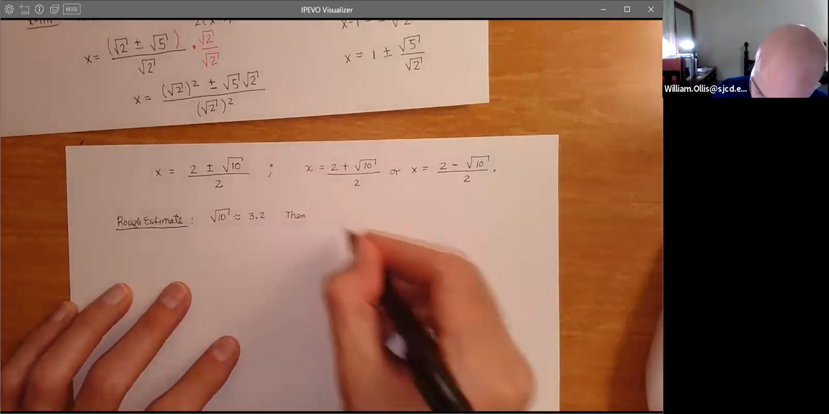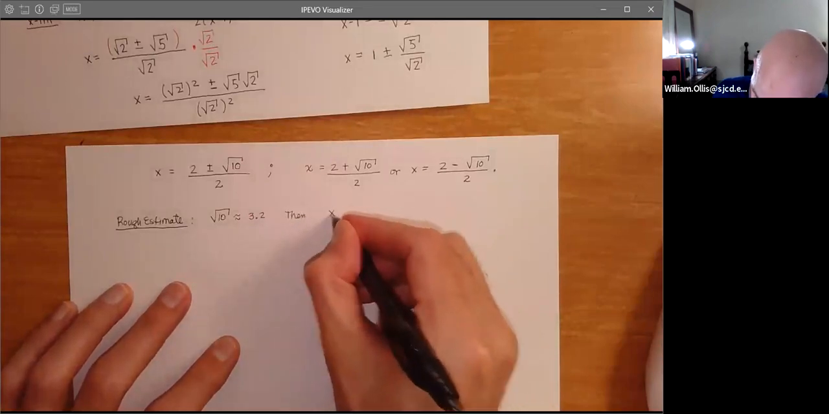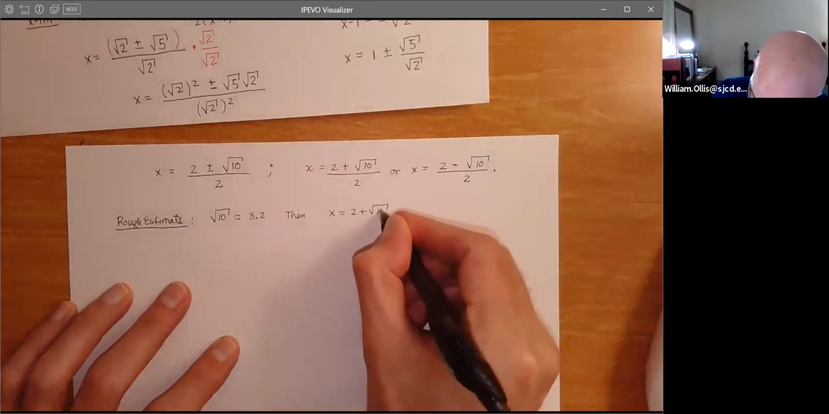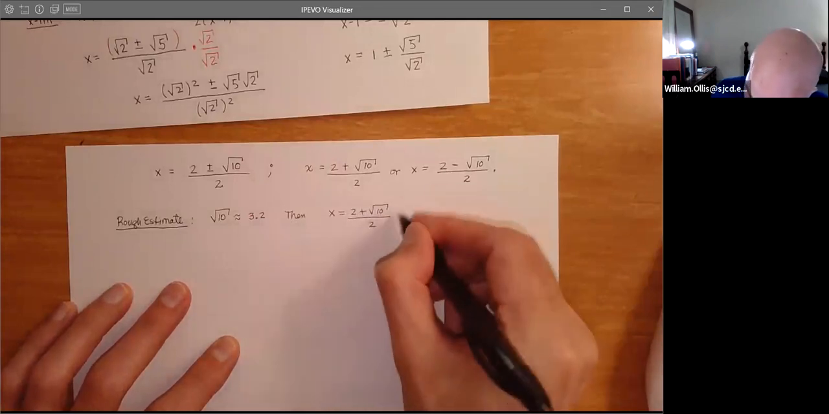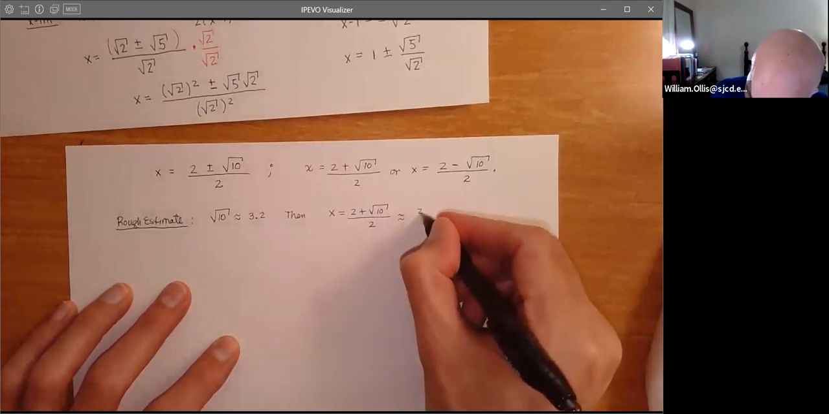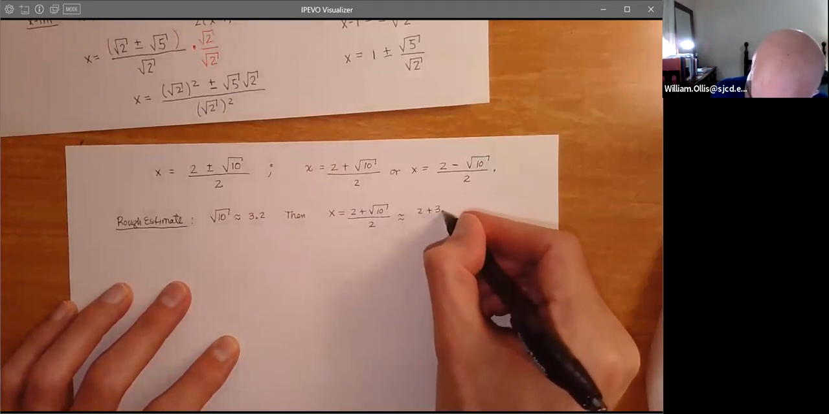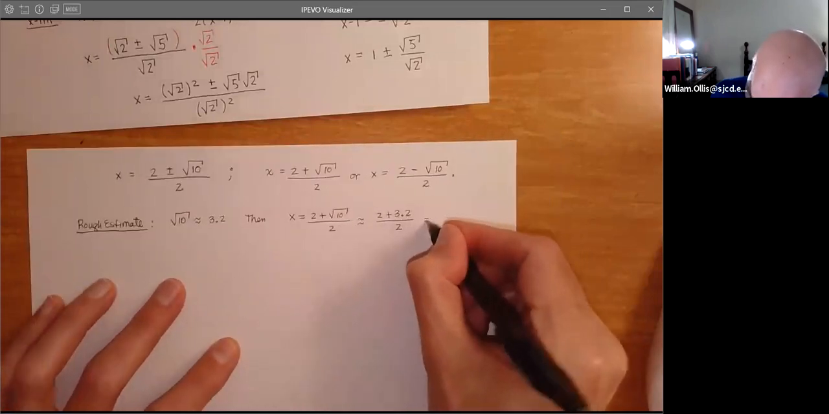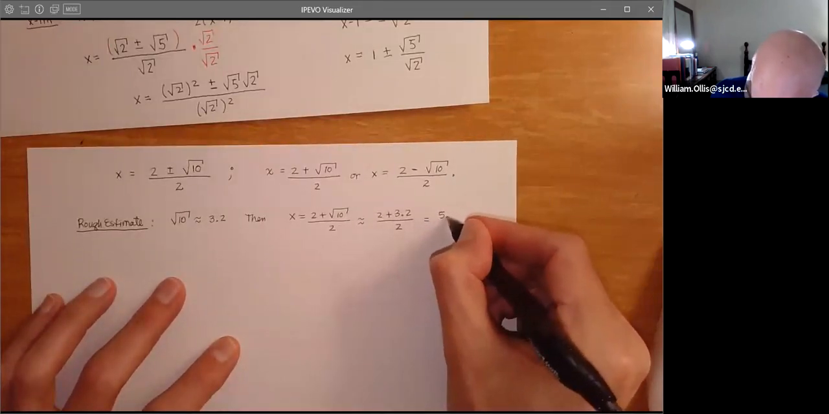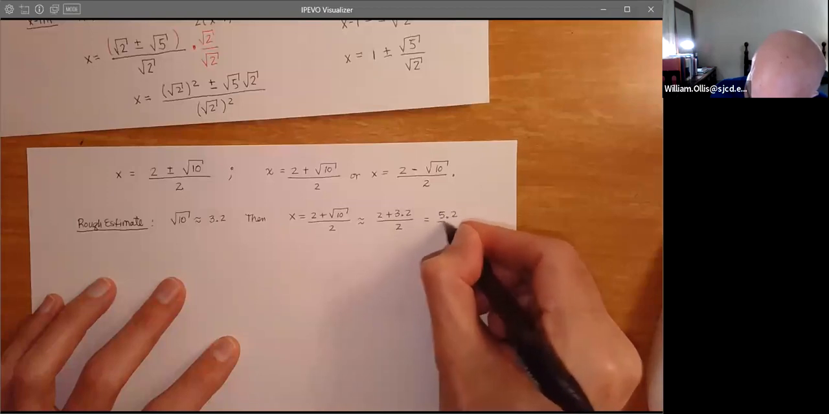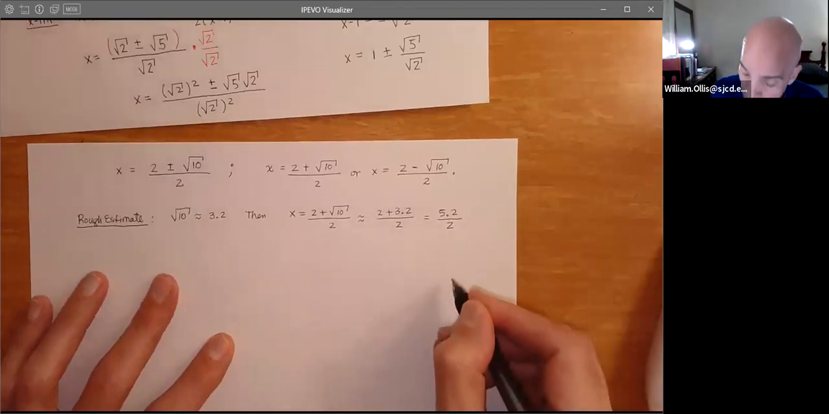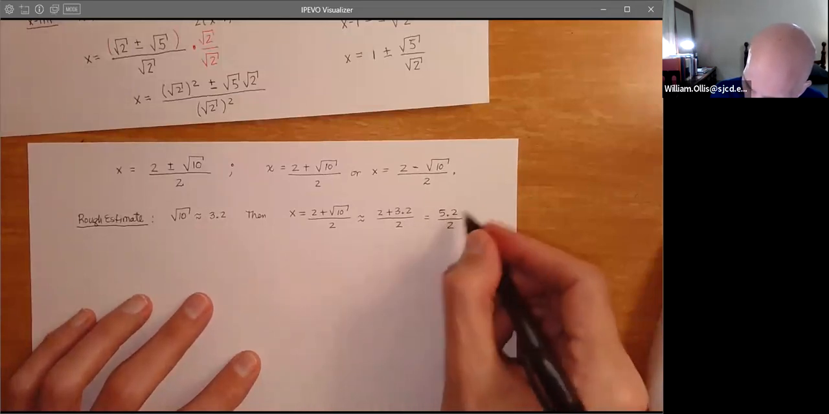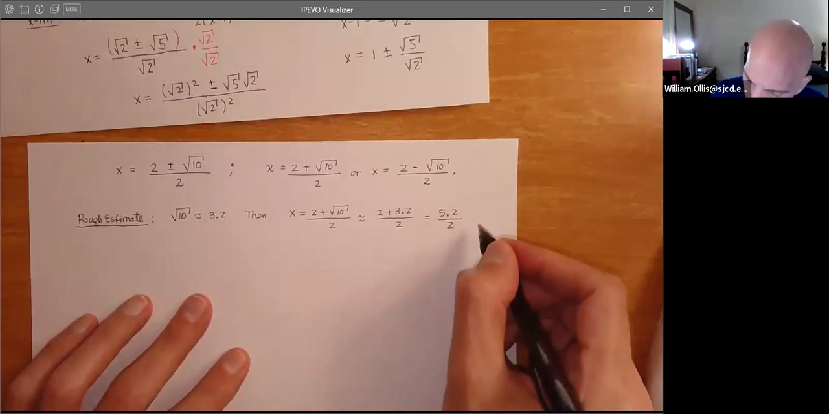Then this is what we call a rough estimate. Then x equals (2 plus root 10) divided by 2 is approximately (2 plus 3.2) divided by 2. So this will be 5.2 divided by 2. And so now when you look at this, you can say, okay, well, I can go ahead and clean this up a little bit.